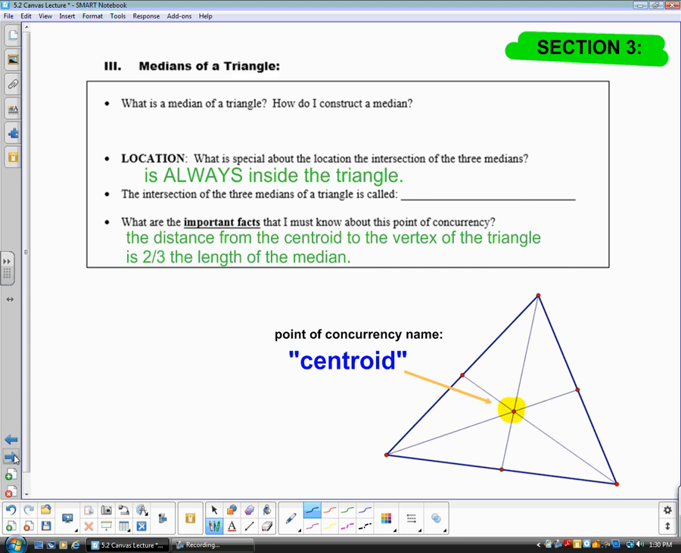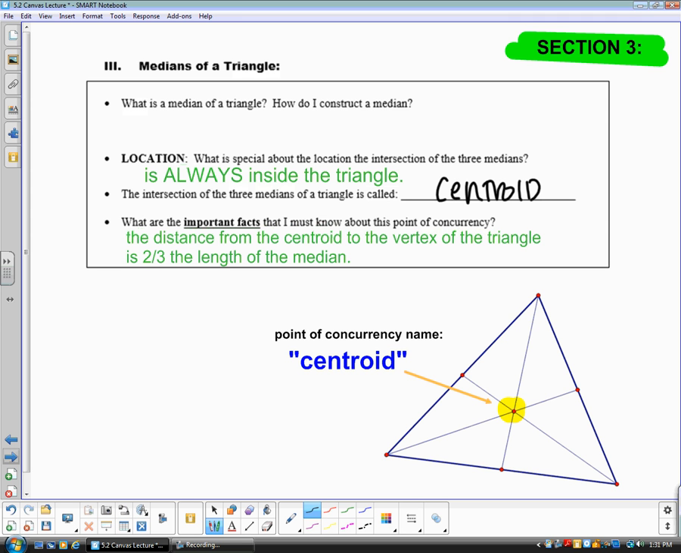Where's the location? If you were to move that triangle around, if it was a right triangle, an acute triangle, or an obtuse, that location, or the centroid, is always going to be inside of your triangle. The centroid is the intersection of those three medians. So it says that below, but this is also going to say centroid.